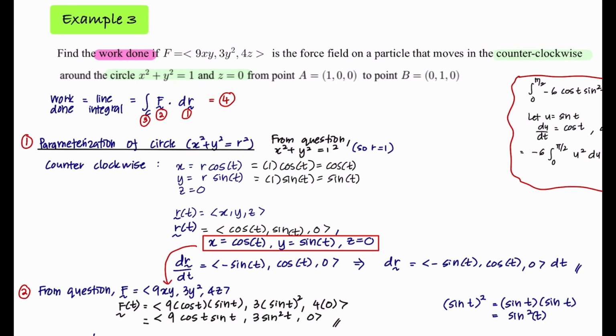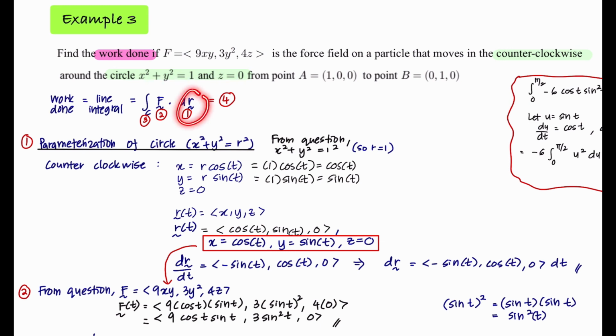For example 3, find the work done if vector F is the force field on a particle that moves counterclockwise around the circle. Around the circle, this particle moves from point A to point B. So work done here refers to the line integral. The line integral is given by this formula.